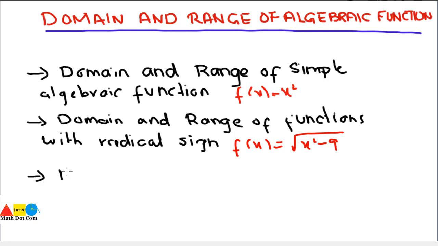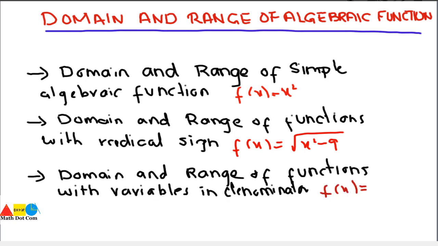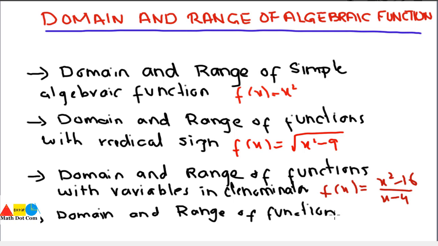And you will also be able to learn how you can find the domain and range of functions with variables in the denominator, like f of x is equal to x square minus 16 divided by x minus 4. Then at the end, the domain and range of functions with a radical sign in the denominator, so we can write f of x is equal to 1 divided by under root x plus 2. So we have 4 cases. We have to check one by one how you can find the domain and range of all these 4 cases.